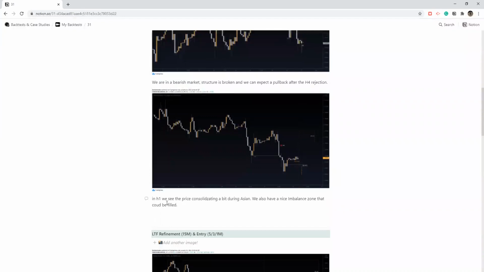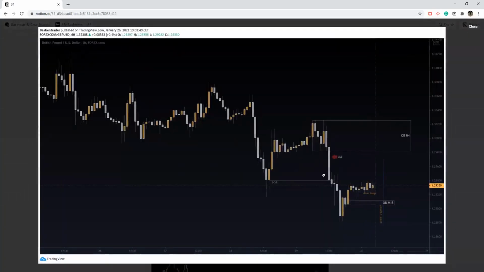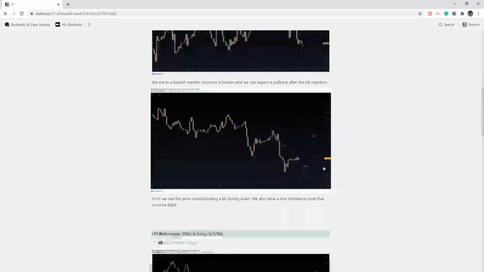In 1H, we see price consolidating a bit during Asia. We also have a nice imbalance zone that could be filled. Here is your Asian consolidation. You have a nice full hourly and hourly OB as well. Break of structure to the downside, a liquidity grab to the upside will be good. I see you have indicated a 15-minute OB. You can look for a retracement trade.